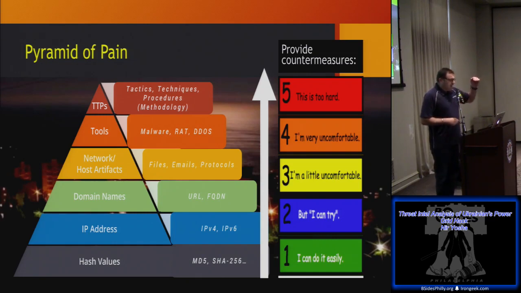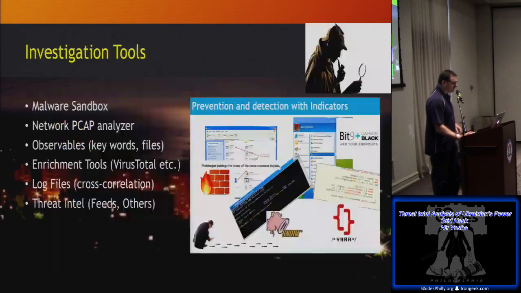If you go higher, it's harder. And when you go into tools and TTPs, it's much harder for the attackers to change the actual malware they're using. But it's also very hard for us, the defenders, to identify those pieces. And that's why they call it the pyramid of pain. It's painful the higher you get in the pyramid.